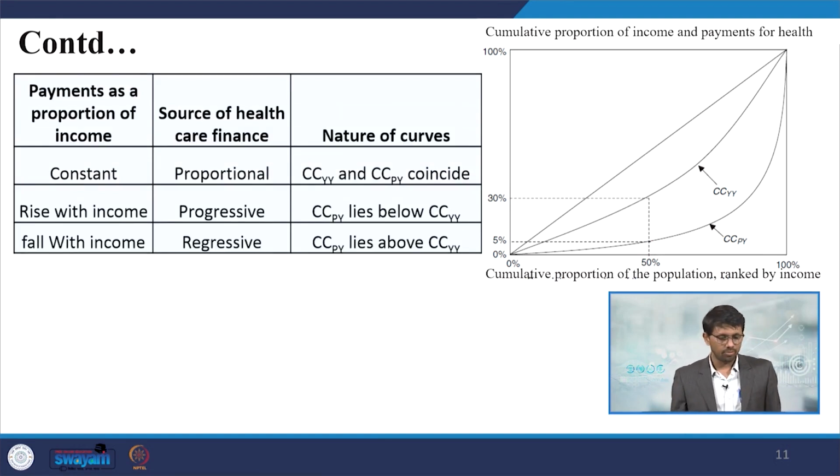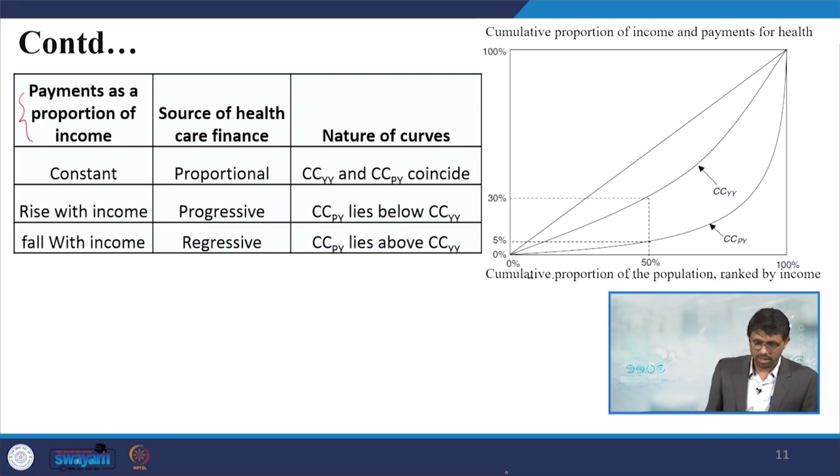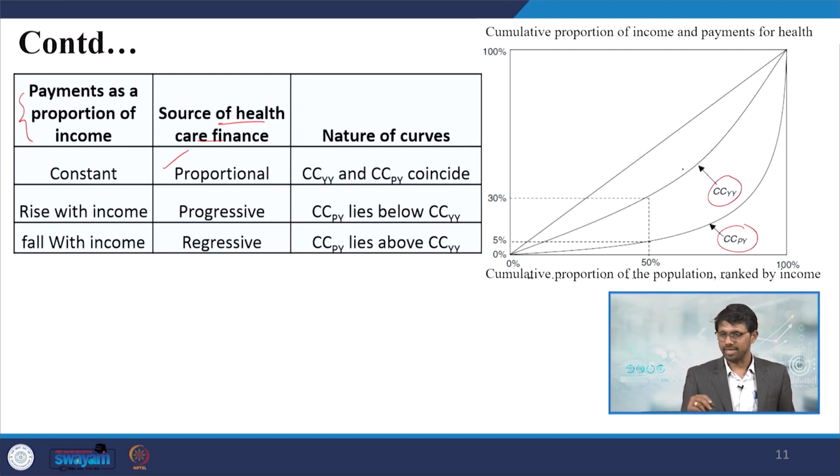We are going to clarify one by one again. So, we are mentioning that if payments as a proportion of income are constant, and the sources of healthcare finance are proportional, then all three lines coincide with each other. If income is constant and the sources of healthcare finance are proportional, that is constant, then these two are going to be equal. These two are the same.